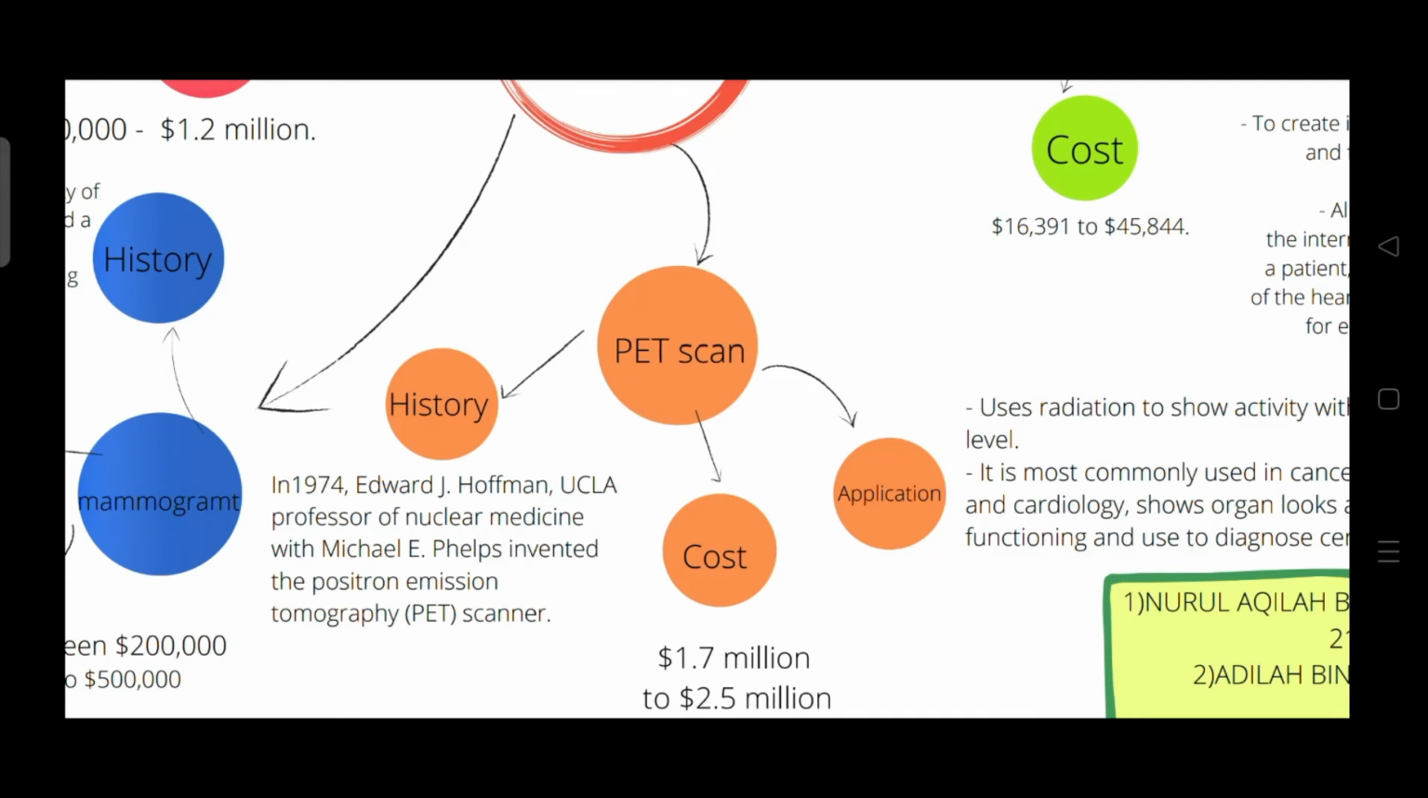The last one is PET scan, and PET stands for positron emission tomography. In 1974, PET scan was discovered by Edward J. Hoffman, a UCLA professor of nuclear medicine. Together with Edward, Michael E. Phelps also invented the PET scanner.